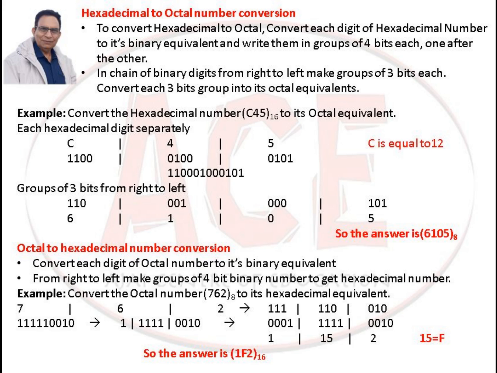Now we put all these binary digits together, and out of these we make groups of 4 each, and finally we get, from right to left, 0010 equal to 2, 1111 equal to 15, 0001 equal to 1. Now putting all these digits together, we get the hexadecimal number 1F2.